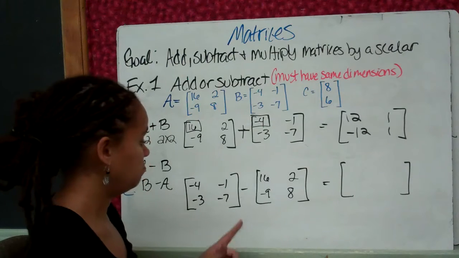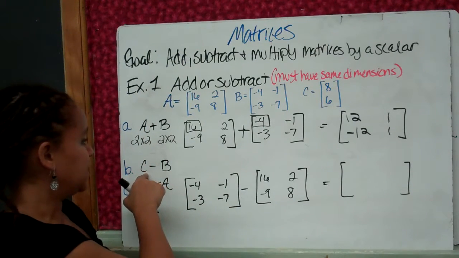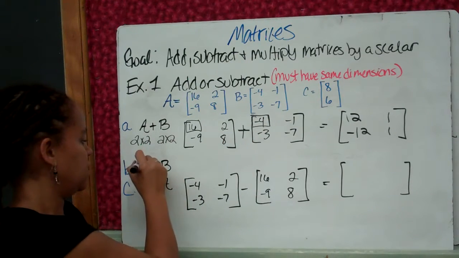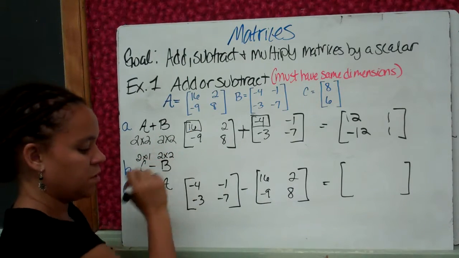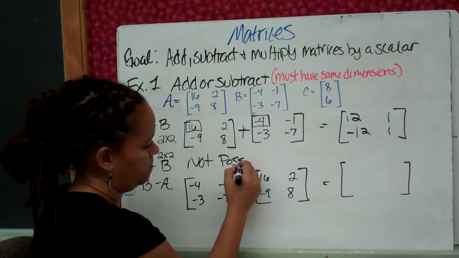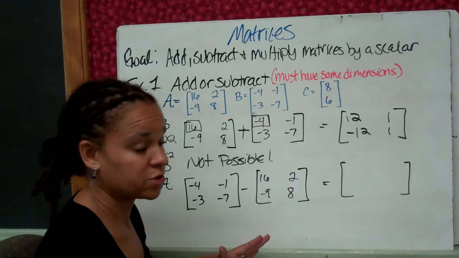That's really it. If you subtract, oh, sorry, I skipped one. Matrix C minus matrix B. Matrix C is a 2 by 1. Matrix B is a 2 by 2. It's not possible. If the dimensions are not the same, you cannot add or subtract them.